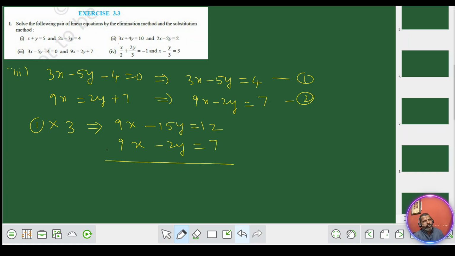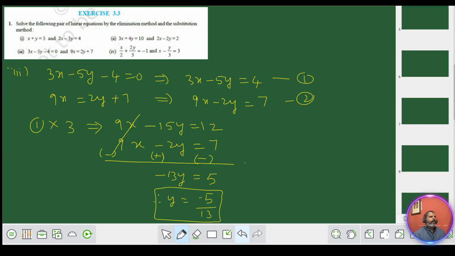If you observe the equations, once you subtract, only x gets cancelled. When you are subtracting, you have to make the signs opposite. So 9x and 9x cancel. Minus 15y plus 2y is minus 13y. 12 minus 7 is 5. Therefore, y equals 5 by minus 13, that means minus 5 by 13.